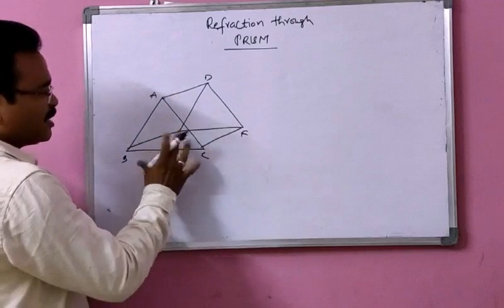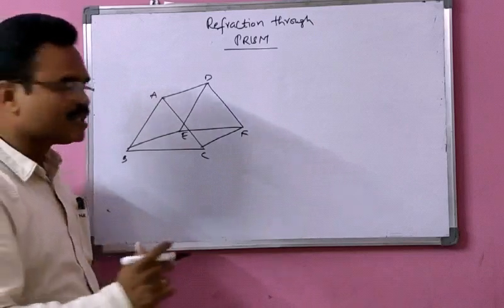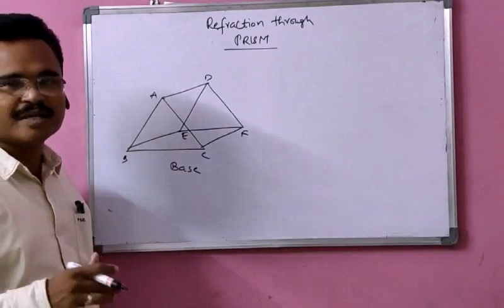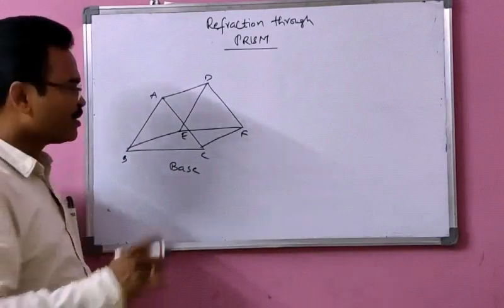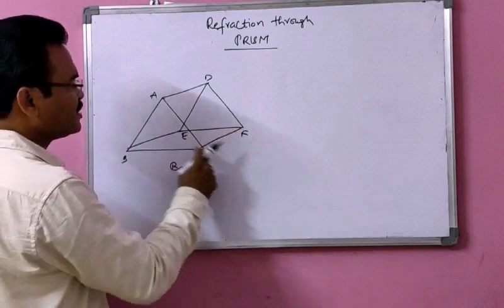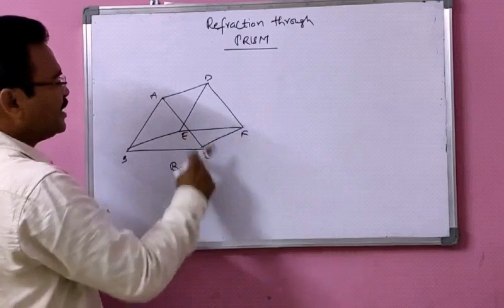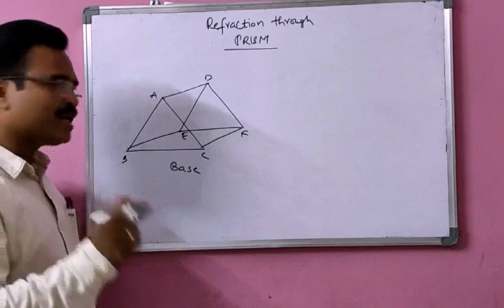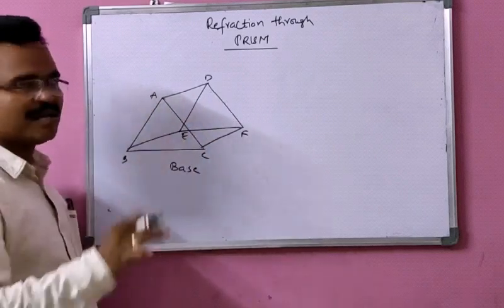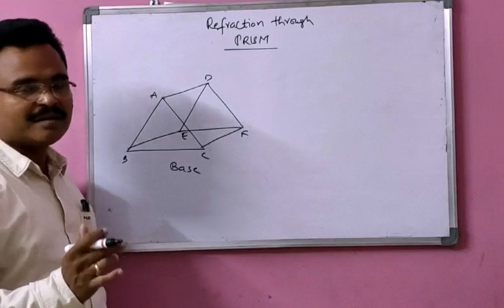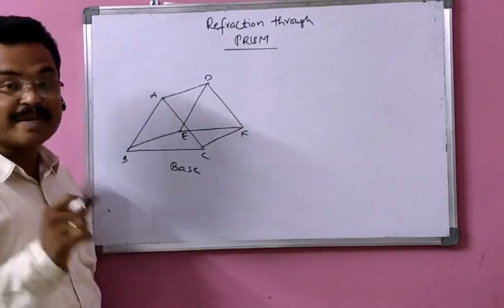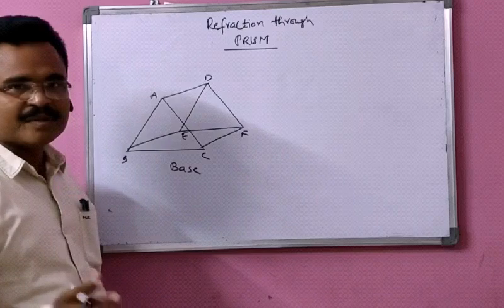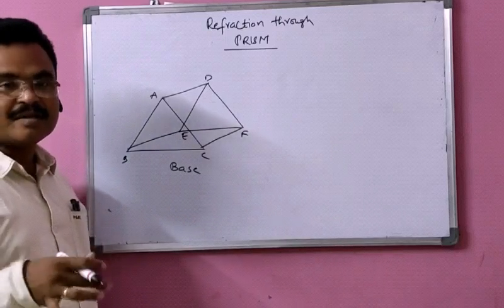But remember, among the three square surfaces, one surface is taken as the base. Then the other two become the refracting surfaces of the prism. For example, if you consider BEFC as the base, then ADFC and ADEB become the refracting surfaces, and the angle between the two refracting surfaces is called the angle of the prism, or refracting angle of the prism, or apex angle of the prism. So these are the three terms normally used: angle of the prism, refracting angle of the prism, or apex angle of the prism.